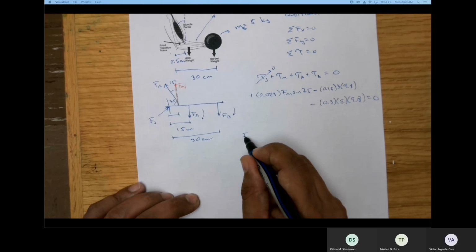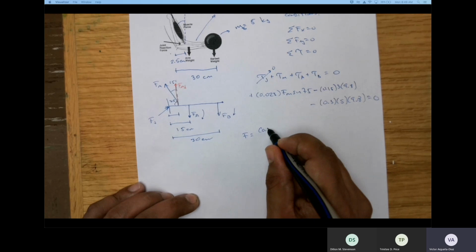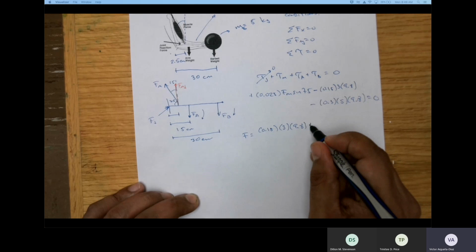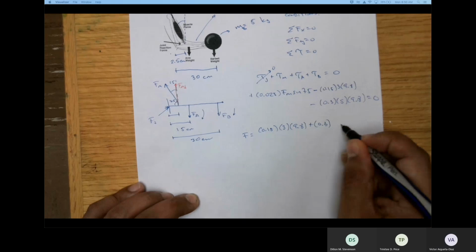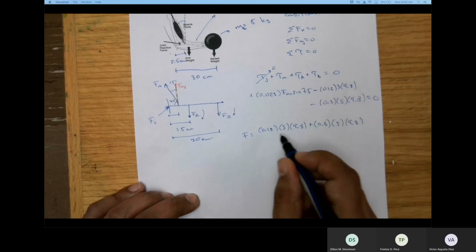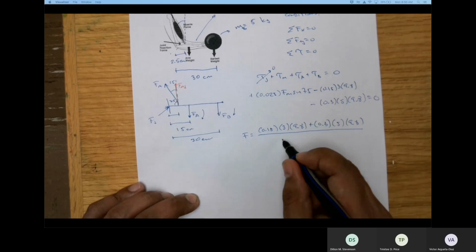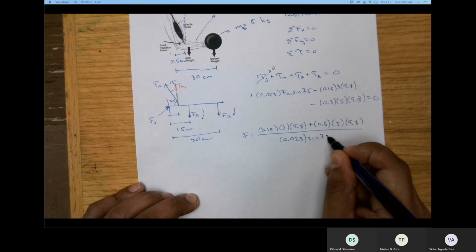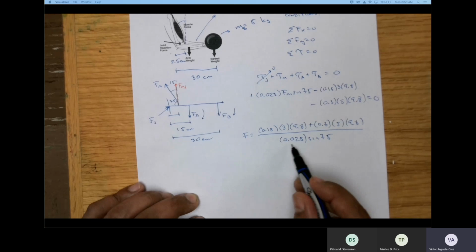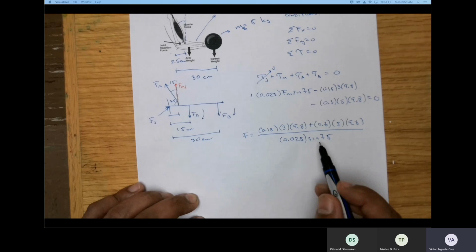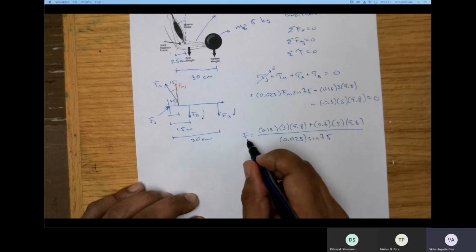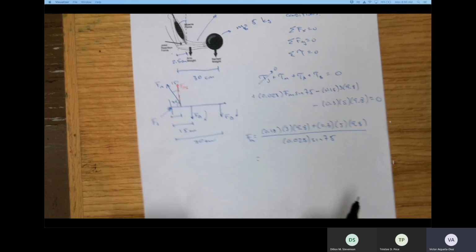So I'm going to have... No, this number in the denominator is going to be very small. It's 0.025 times a number that's less than 1, so this is going to be very small. So you're going to end up with a force that's going to be quite large.